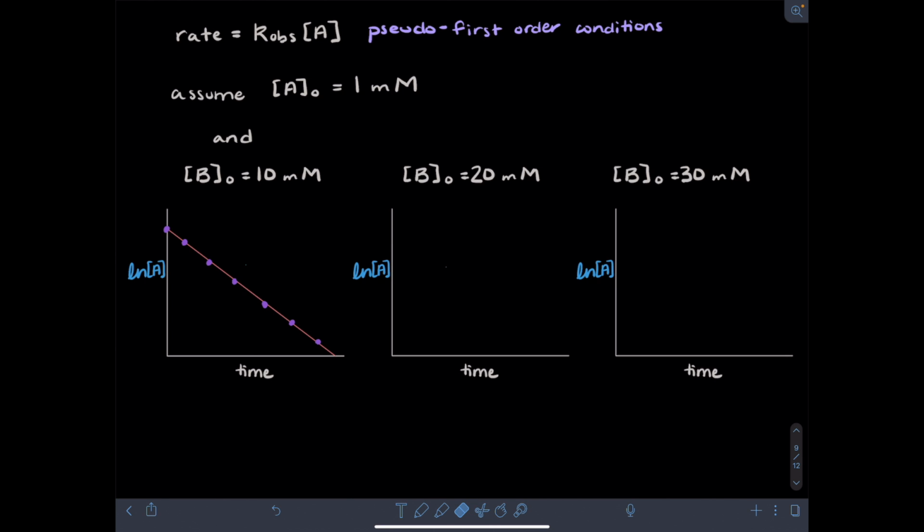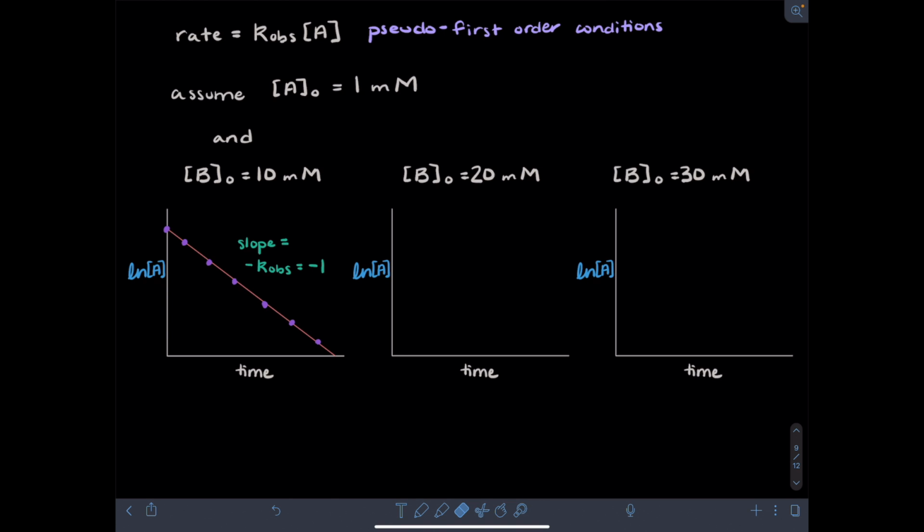For each experiment, you're going to measure the concentration of A as it changes with respect to time, and you're going to plot your data as the natural log of A with respect to time. This plot will give you a line if the reaction is first order in A.